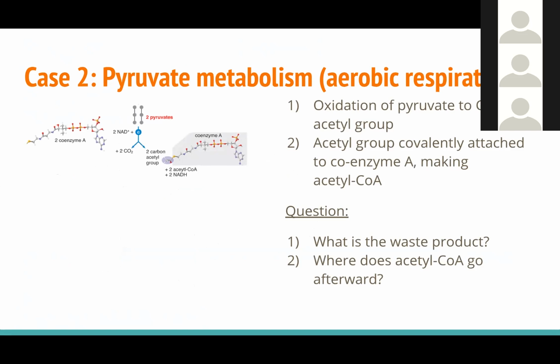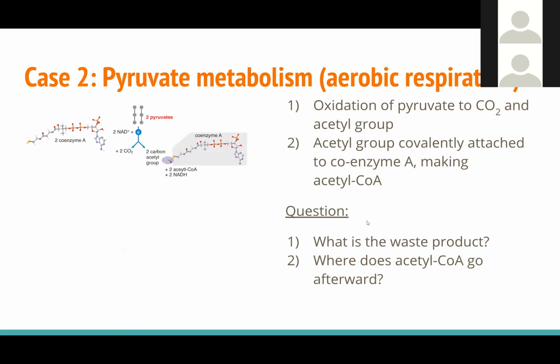The next case, Fatima talked about it. The 3-carbon molecule needs to be modified to a 2-carbon molecule, and we do that through pyruvate metabolism. The 2 pyruvate are going to get oxidized to carbon dioxide and an acetyl group. Then that acetyl group is going to be covalently attached to a coenzyme called coenzyme A, and what they make is acetyl-CoA.